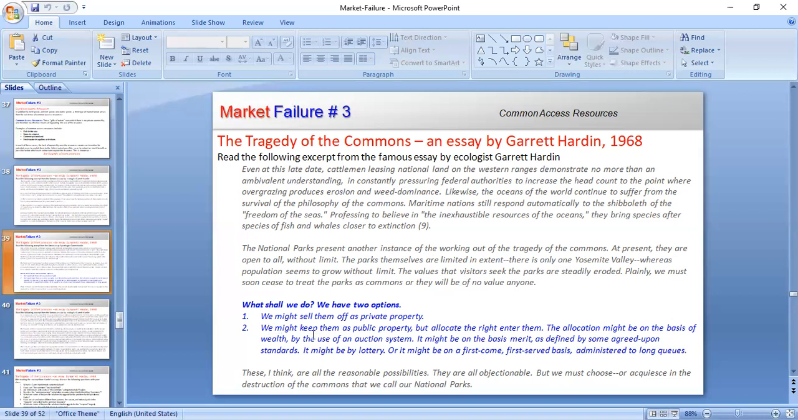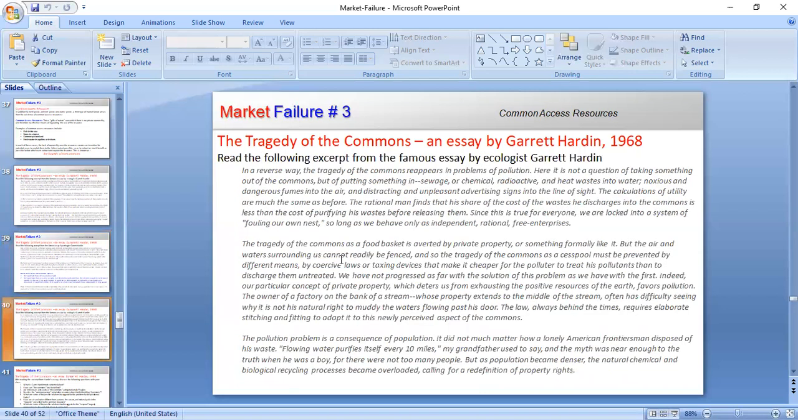And then he gave another solution, whereby a price needed to be charged on these common access resources, which were basically public property like the national parks. He said that a charge needed to be put on these resources, such that people would attach a value to them.